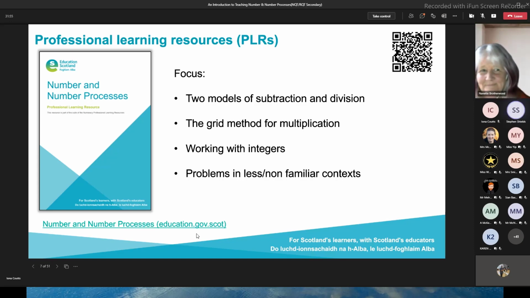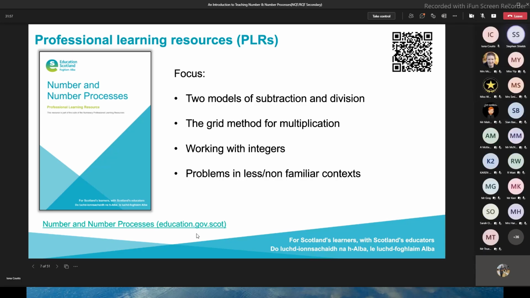Thank you. Hi everyone, this afternoon we're going to focus on our number and number processes publication, and there's a link there that you can see to our professional learning resources. We're going to look at the models of subtraction and division, the grid method and its applications, integers, and how we can continue generating relevant problems for third and fourth level learners.